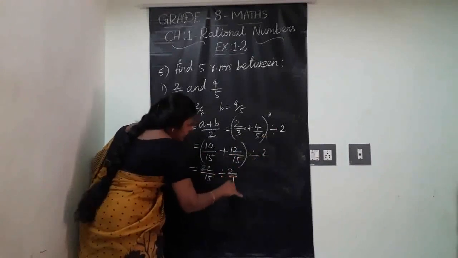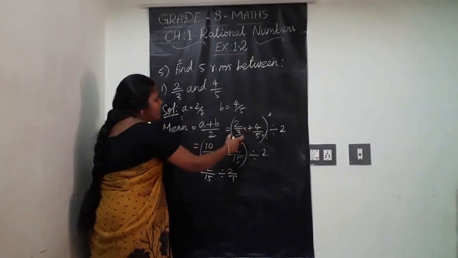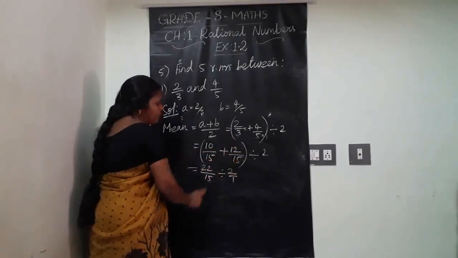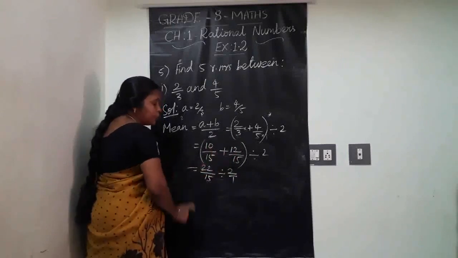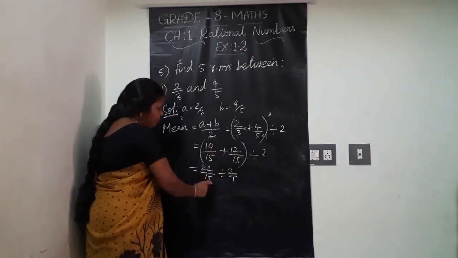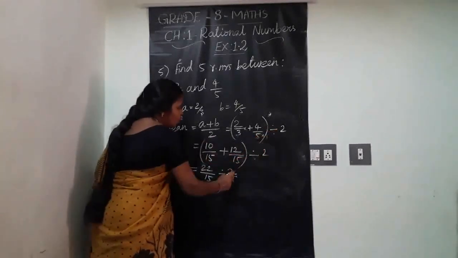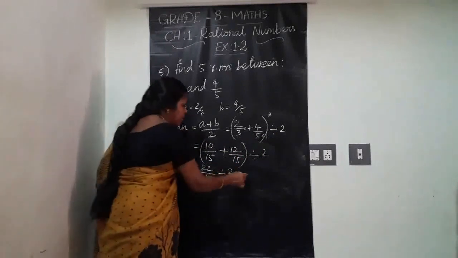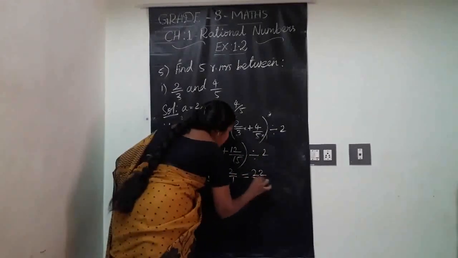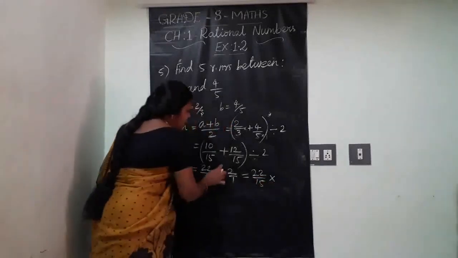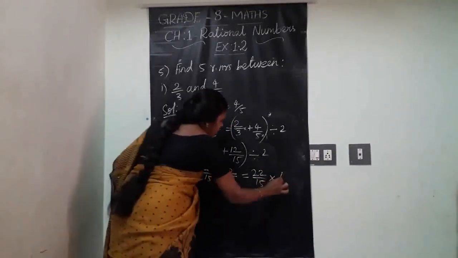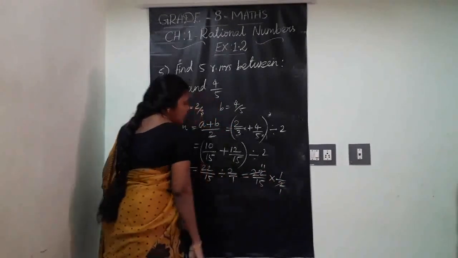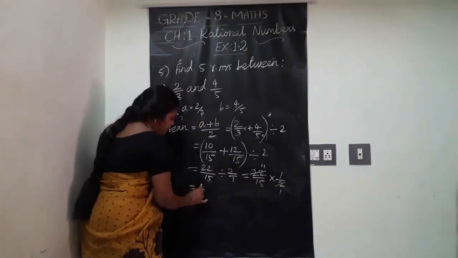The 2 can be written as 2 by 1. Clear? Addition of unlike fractions, doing LCM wise, I got this step: 10 by 15 plus 12 by 15. What is this answer? 22 by 15. Clear? 22 by 15 divided by 2. 2 can be written as 2 by 1. Division of two fractions is multiplication by the reciprocal. You learned that. So 22 by 15 multiplied by the reciprocal, 2 by 1 becomes 1 by 2. Clear? Simplify. 1 2 is 2, 11 twos are 22. So the answer is 11 by 15.